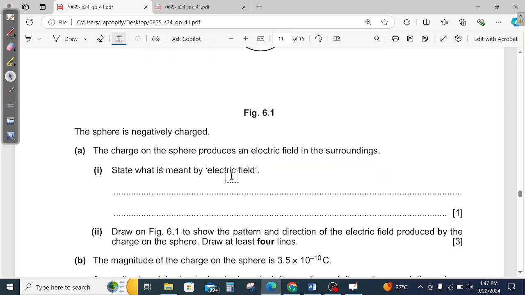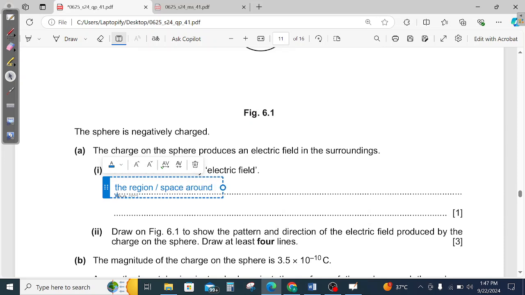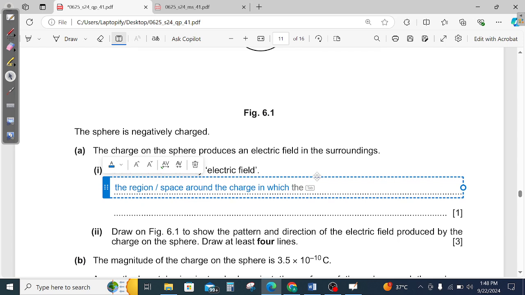What is meant by electric field? Electric field means the region or space around the charge in which it exerts a force on another charge. It will exert a force on another charge.